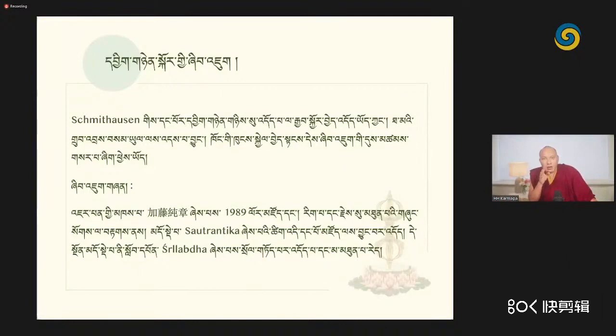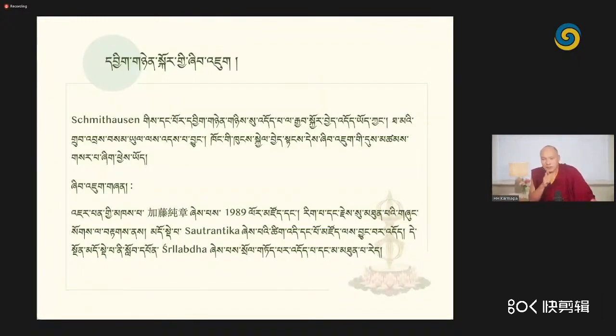in a 1989 publication, after he did research into the Treasury and a text called the Nyayanusara, as he examined these texts, his conclusion, after spending a long time doing his research, was that the Sutra school, or the Sautrantika school, first appeared in the Treasury of Abhidharma. So it originated from the Treasury of Abhidharma.